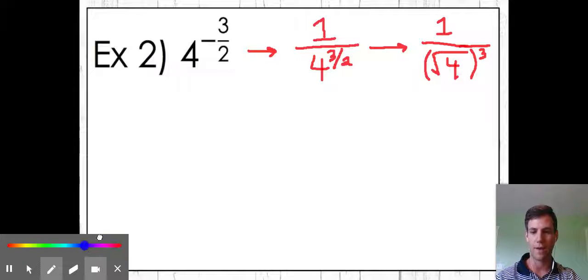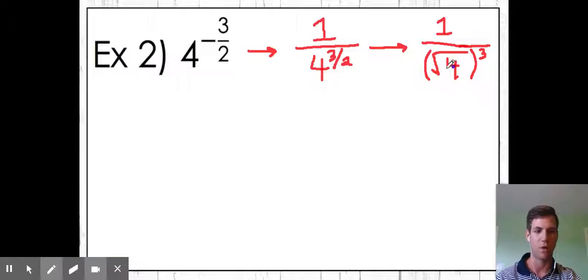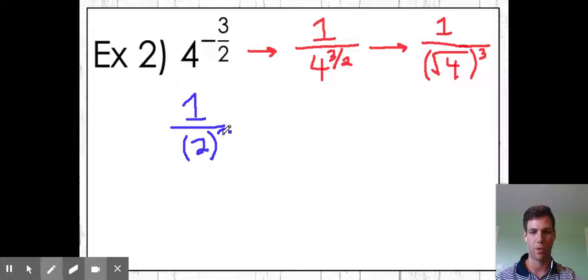So now, if I'm going to continue, well, I know the square root of 4, this part in the center, is equal to 2. So if I write that out, now I have 1 over 2 to the power of 3. That 2 replaced the square root of 4 because they're equal. So now from there, I can write 1 over 2 cubed as 1 over 8, which is the final answer of this problem.